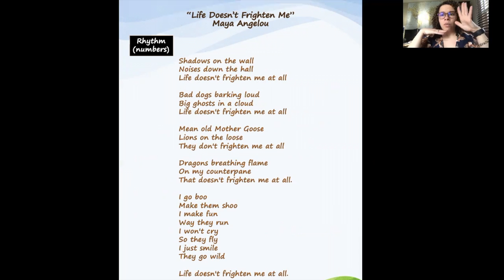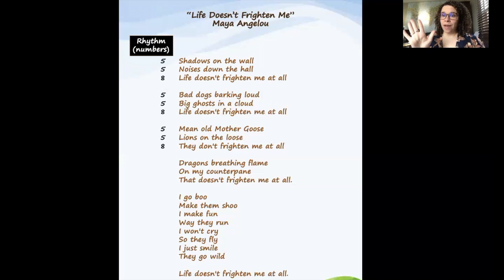Shadows on the wall. Five. Let's look at the next line. Noises down the hall. Five. Life doesn't frighten me at all. Eight. Let's see how I did. Five, five, eight. Okay. Let's look at the next one. Bad dogs barking loud. Five. Big ghosts in a cloud. Five. Life doesn't frighten me at all. Eight. Five, five, eight. I see a pattern going here. I wonder if the whole thing is going to be like that. Spoiler, it's not. Mean old Mother Goose, five. Lions on the loose, five. They don't frighten me at all. I already know that one's eight.